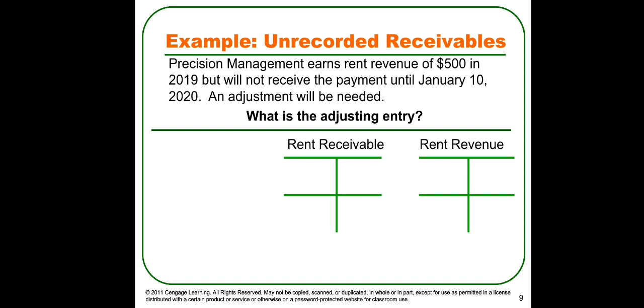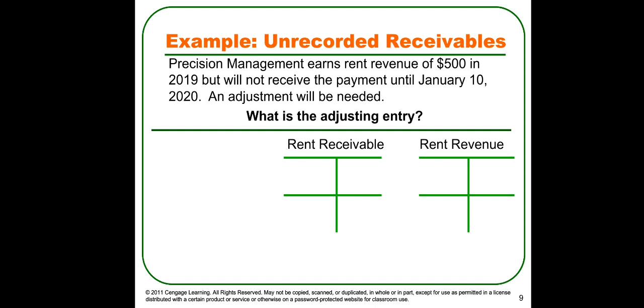So see here, this business earns rent revenue of $500 in 2019, but will not receive the payment from the person who rented the space until January 10, 2020. What is the adjusted entry that has to be done? Just remember, the rent revenue of 500 is revenue for the year 2019. So when is the time to record the rent? In year 2019 or year 2020?